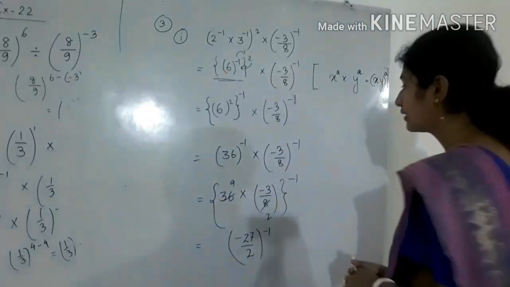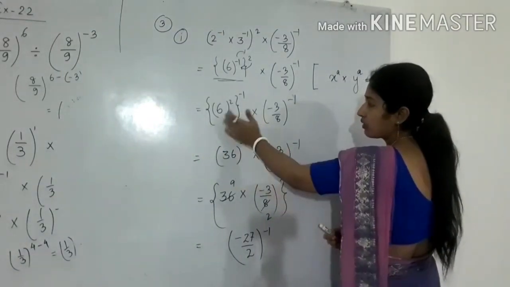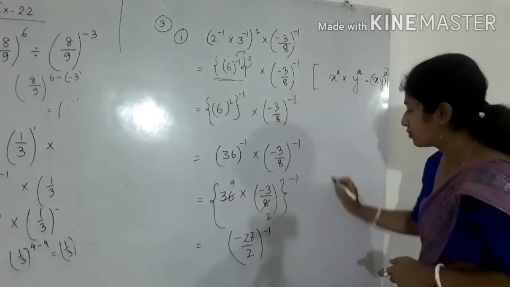So next step I have simplified. See, so it will become 36. 6 square will be 36. 36 to the power minus 1. So here, which property do you have to apply?